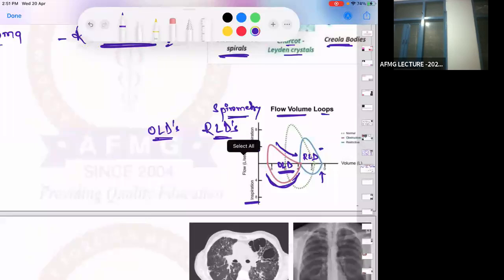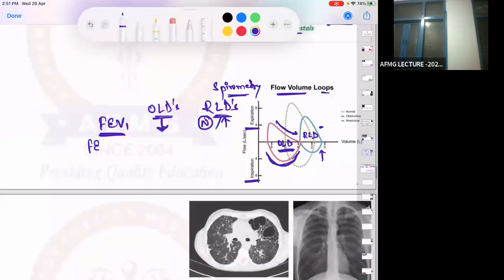Important. So please remember, if they ask spirometric features, this comes in the question again and again. So I'm telling you. First of all, talking about FEV1. FEV1 is forced expiratory volume in the first second. FEV1 is reduced in obstructive, and normal or high in restrictive.